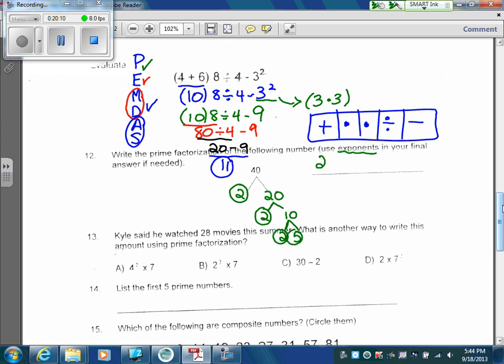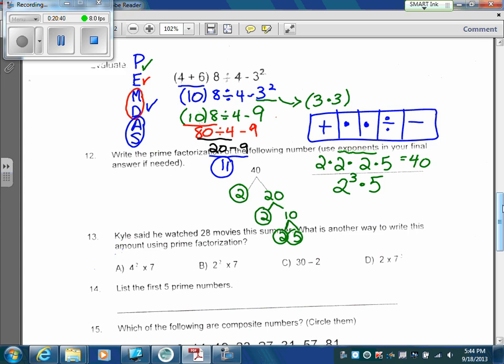So my prime factorization is 2 times 2 times 2 times 5. Let me check. 2 times 2 is 4, 4 times 2 is 8, 8 times 5 is 40, so it checks. They asked me to use exponents. Well, do I see anything repeating? Yes. I see a 2, and it repeats 3 times. Times 5, 5 is not repeating, so it will not have an exponent.